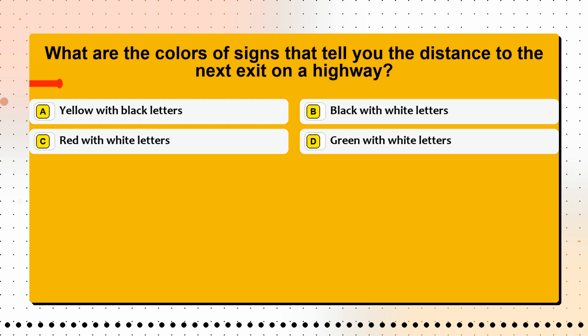Question 15. What are the colors of signs that tell you the distance to the next exit on a highway? Here are the options. Option A, yellow with black letters. Option B, black with white letters. Option C, red with white letters. Option D, green with white letters.